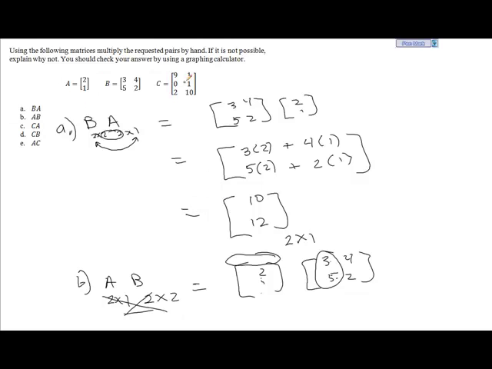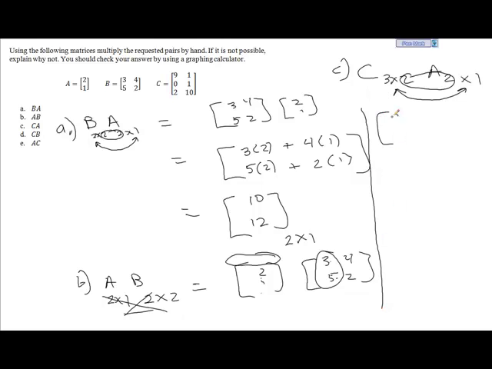Alright, C times A, we want to take this and multiply it down this. You're going to notice here that C is a 3 by 2 and A is a 2 by 1. So we will be able to do this because our inner dimensions are the same, and our resulting matrix should be a 3 by 1. What's going to happen? We're going to take the C matrix, which is 9, 1, 0, 1, 2, 10, and multiply it by A, which is a 2 by 1.